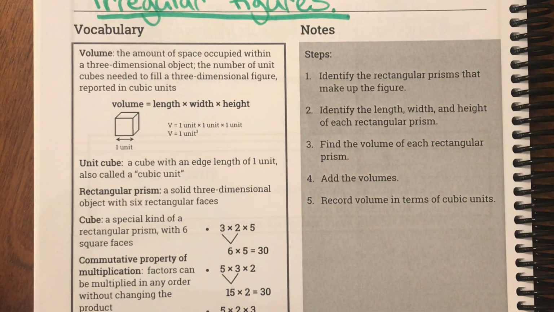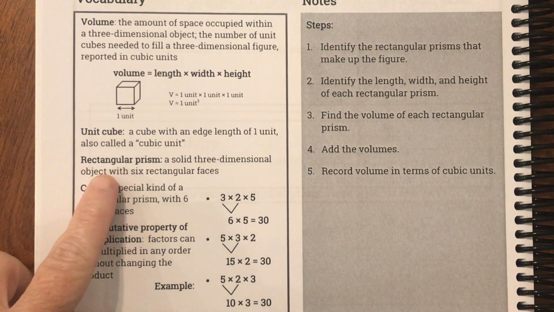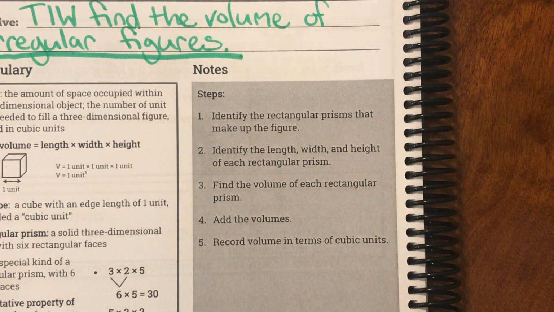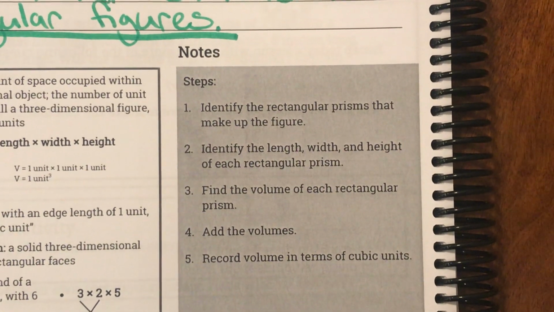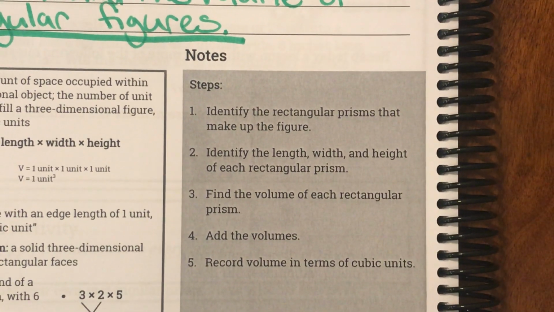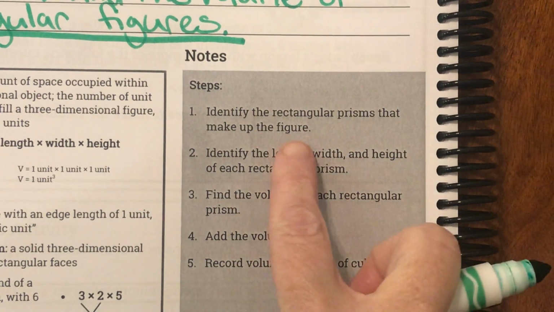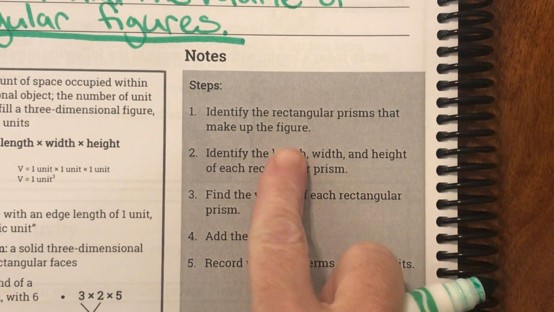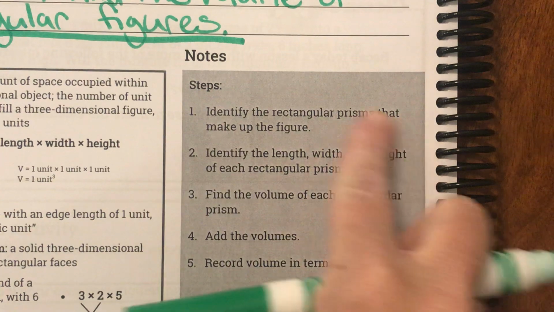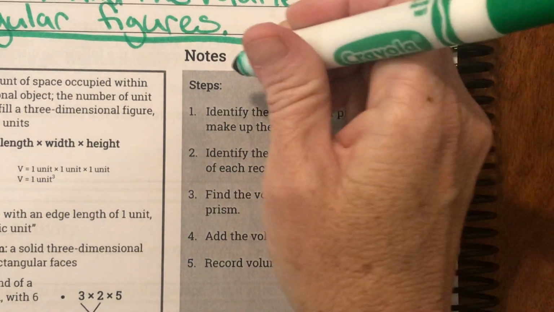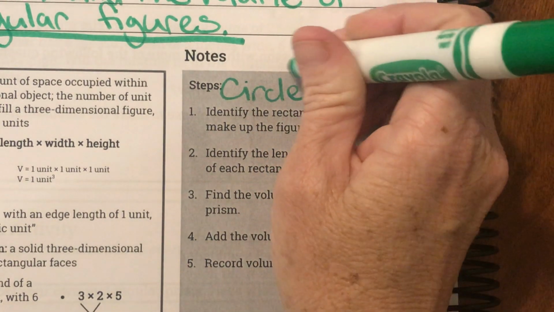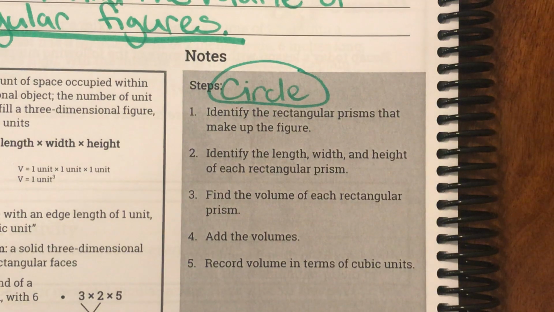Our vocabulary is still the same. We see what a volume is and it talks about a rectangular prism, which we're not quite going to have. Our steps are what I want to focus on today. Now it says we're going to identify the regular prisms that make up the figure. Our figure is going to be made up of rectangular prisms. It's not going to be just one, it's going to be two. So when we identify the regular prisms, I actually want us to circle them. We're going to circle them in step 1.